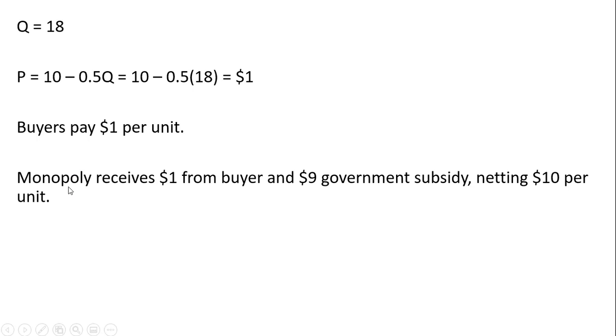As for the monopolist, it receives this dollar from the buyer and then receives a $9 subsidy from the government. So overall, the monopolist is making $10 per unit, $1 from the consumer and $9 from the government.